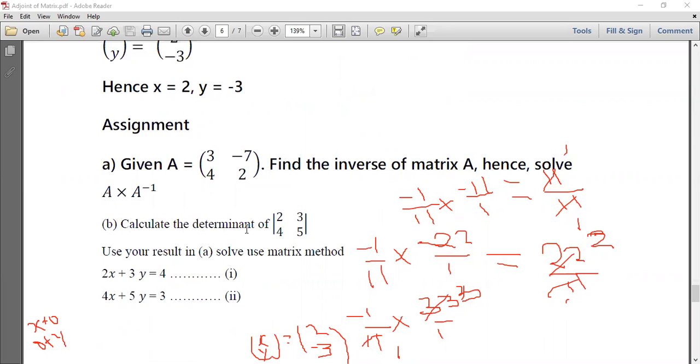In short, this first part, just calculate the determinant. Remember, you're going to use that determinant. The next step is to find the adjoint of this matrix. After that, find the inverse, then apply the rule that if you multiply the inverse with the matrix itself and the variables x and y, it should be equal to some values on the right hand side, and that is the answer.